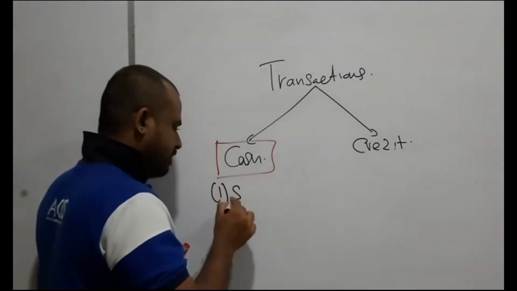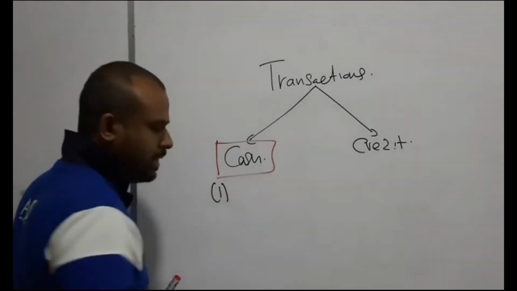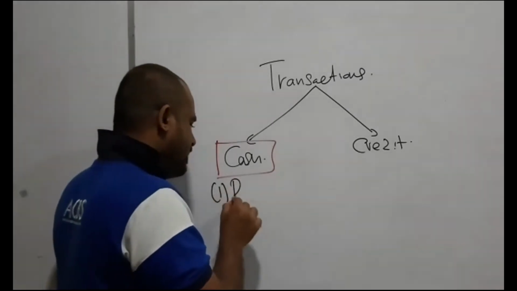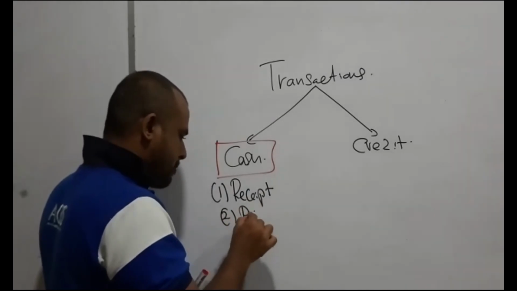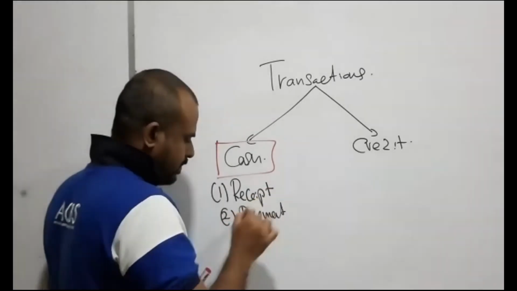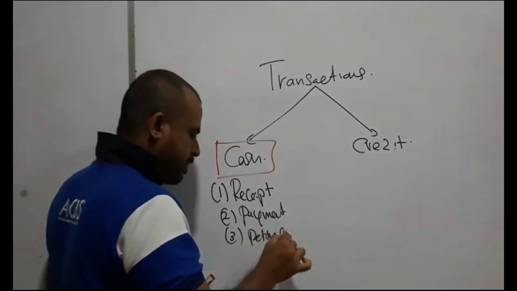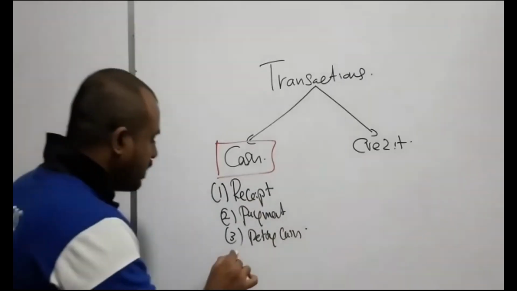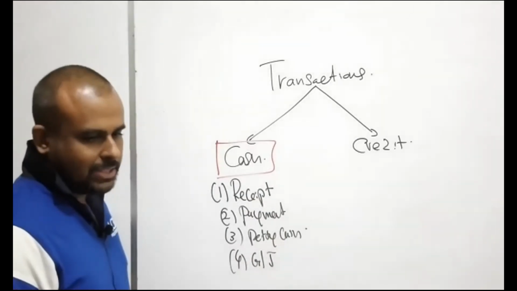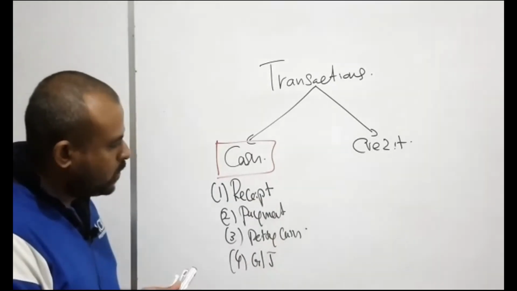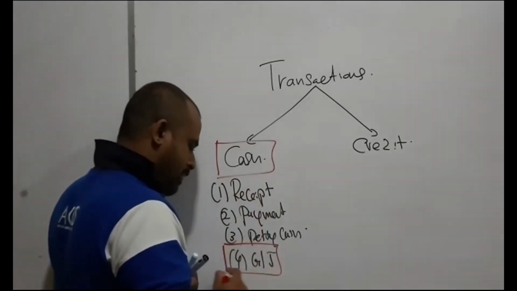What were the journals that we have used when recording the cash transactions? One is a receipts journal. The next one is a payment journal. Then the petty cash payment journal. And don't forget, we have the general journal also, in which you record cash transactions. Those are the journals that we use in recording the cash transactions. We have discussed all of these, except the general journal.